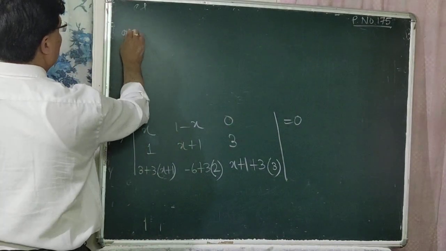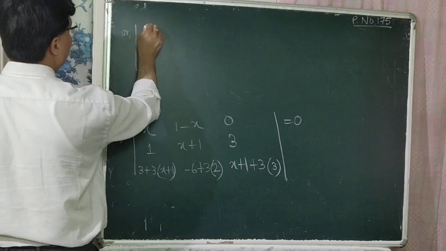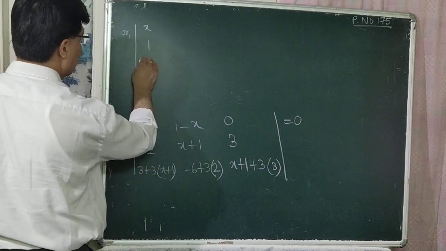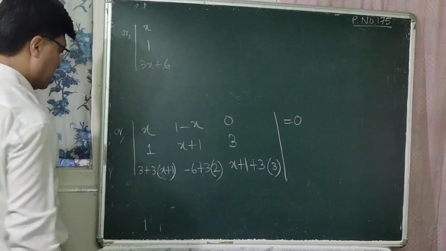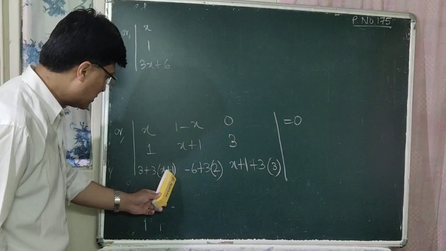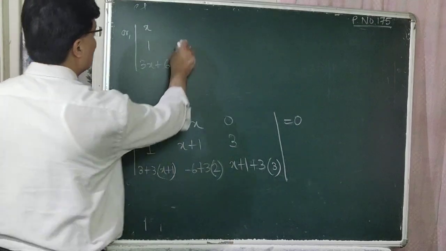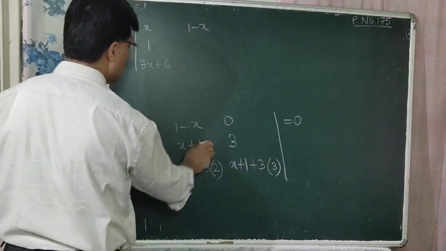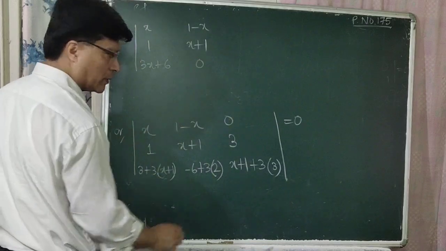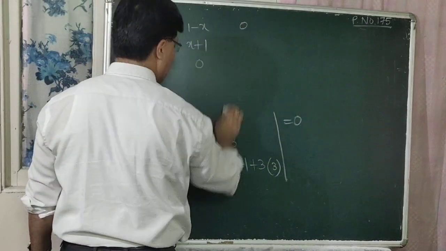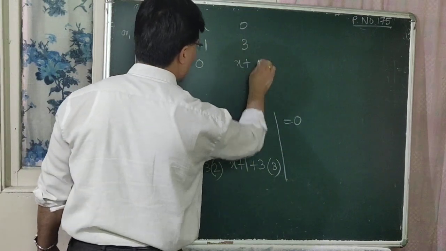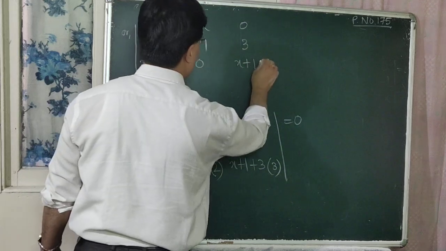So let us write down the simplified form here. What is the first column? x, 1, and this is 3x plus 6, right? 3 into x, 3x plus 3 into 1 is 3, 3 plus 3 is 6. Okay? Then it is 1 minus x, it is x plus 1, and this will be your 0. And this one 0, this is 3, and this is x plus 3 is 9 plus 1, it is 10.